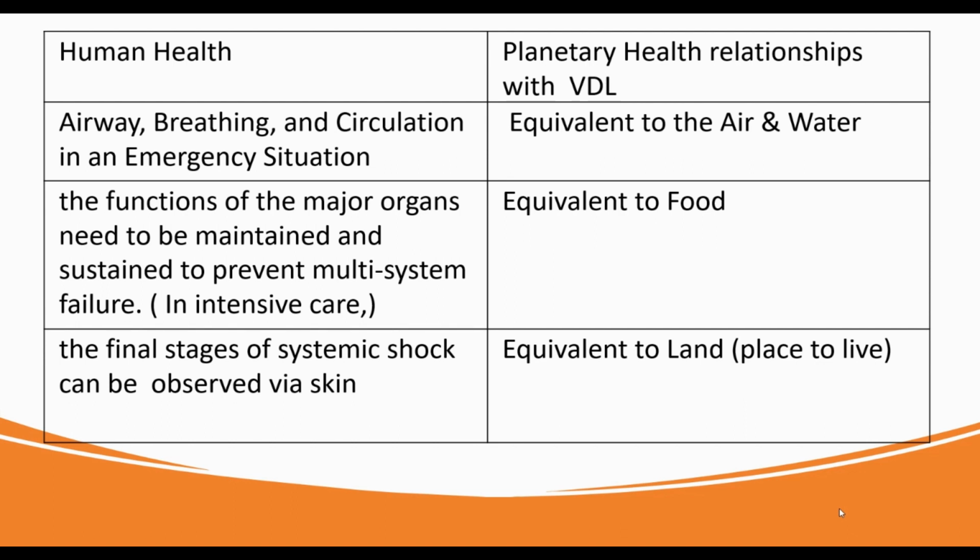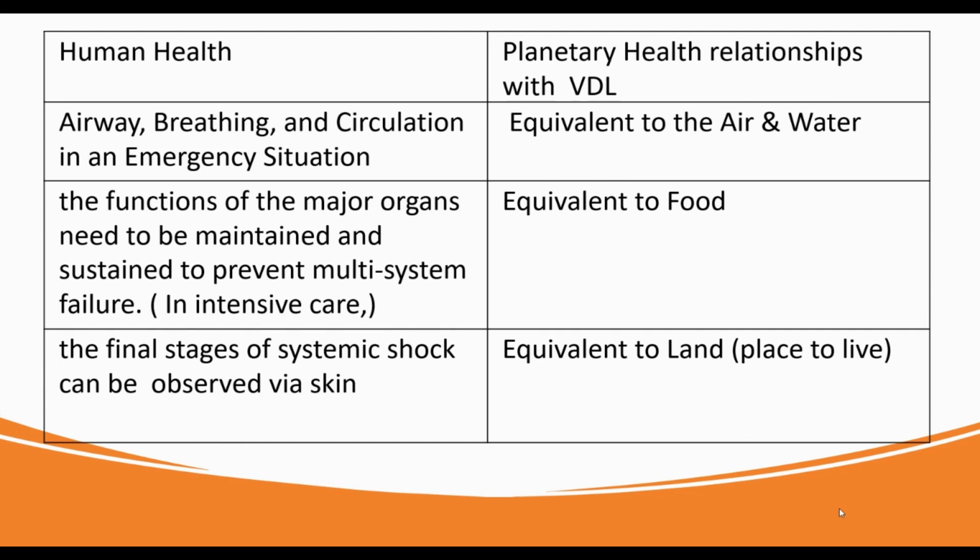In the analogy, this equates to food, while land represents the skin, with the final stage of systematic shock observed just before death. Air, water, food and land, or place to live, can be seen as the essential determinants for all life forms. Without them, we cannot exist.